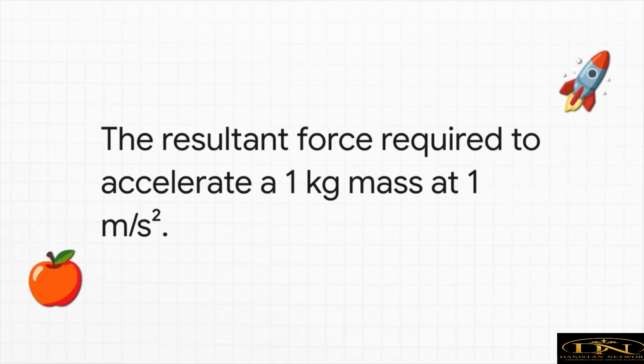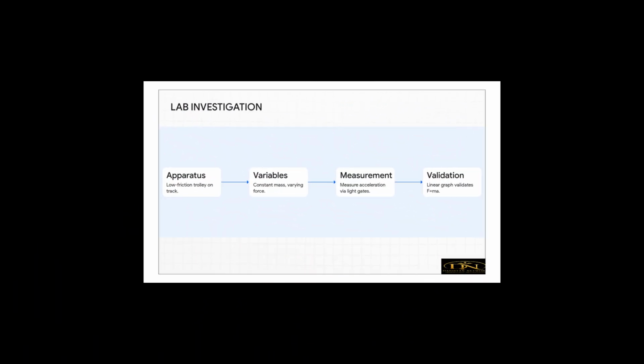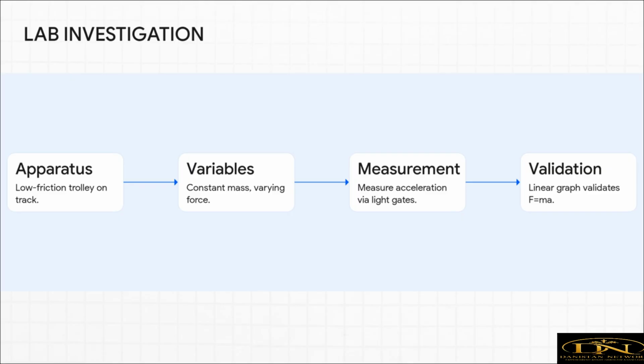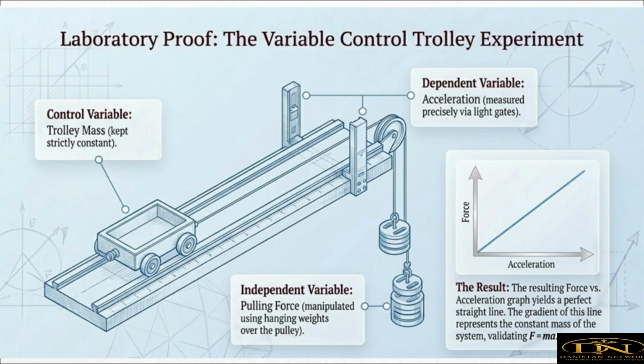From that equation, we can precisely define the unit of force. 1 Newton is the exact force required to accelerate a 1 kilogram mass at a rate of 1 meter per second squared. And you'll actually prove this in a classic A-level lab investigation. You take a low-friction trolley on a track, making sure to maintain a constant system mass. As you increase the pulling force using hanging weights, you measure the resulting acceleration with light gates. When you plot force against acceleration, you get a perfectly linear graph, where the gradient represents that constant mass.